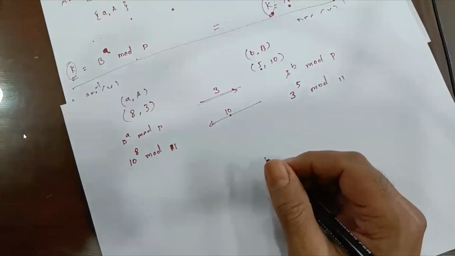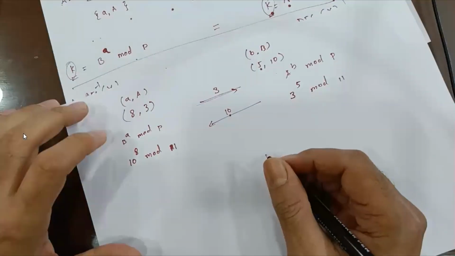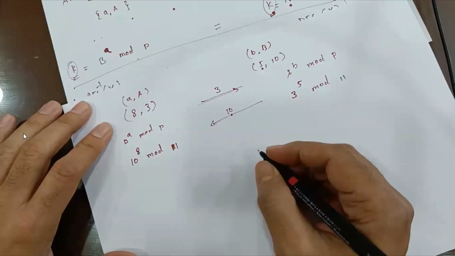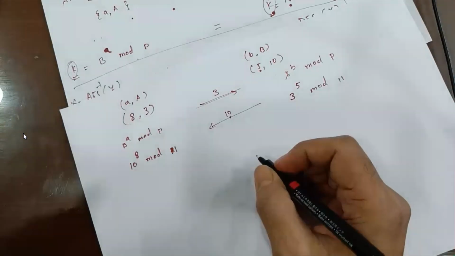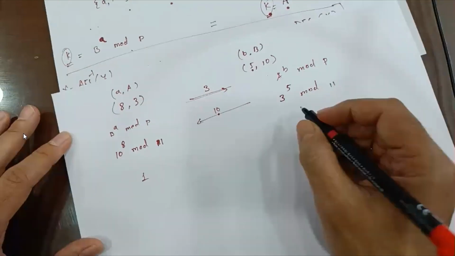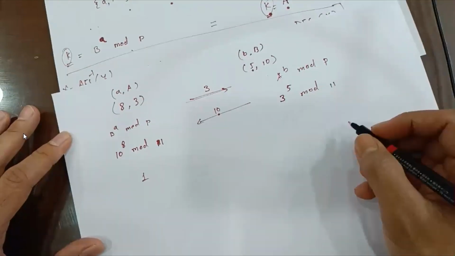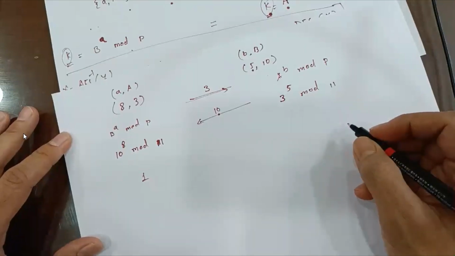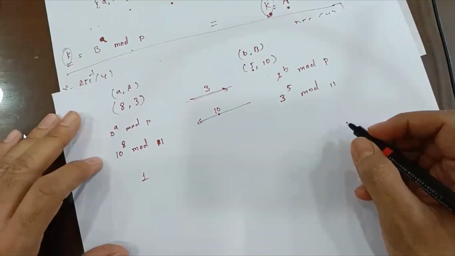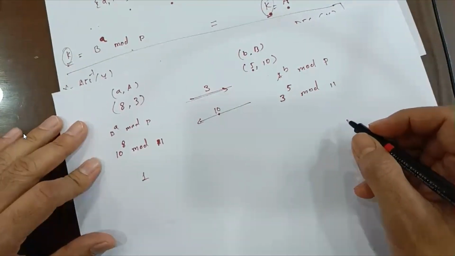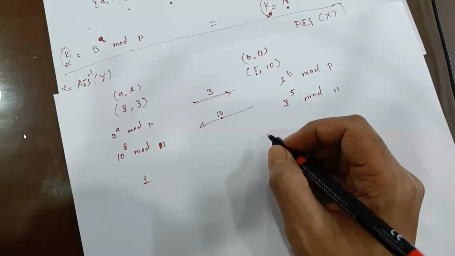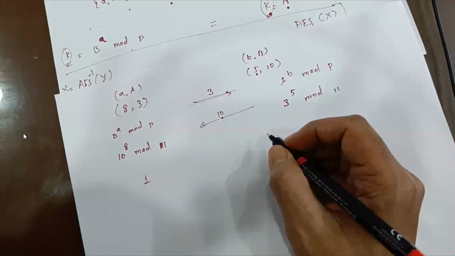I'll have to pull out the calculator in front of you. What is 10 raised to 8 mod 11? 1, sir. 1. And what is 3 raised to 5 mod 11? 1.